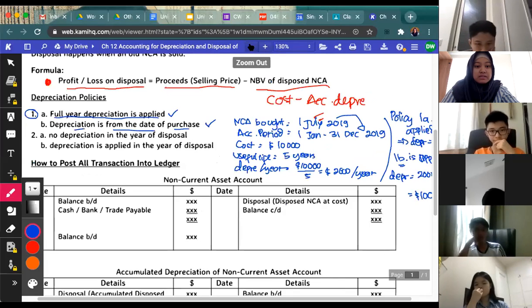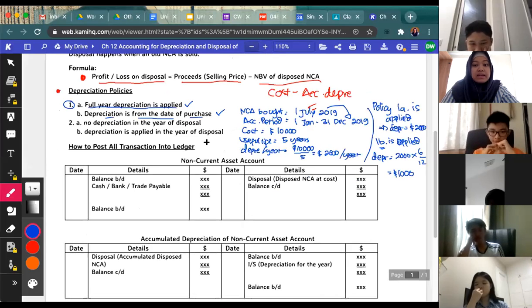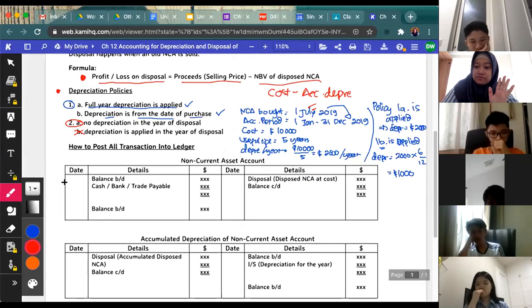Now the second policy: no depreciation in the year of disposal, and depreciation is applied in the year of disposal. Now the second policy, we only used number 2A. Number 2B is not going to be learned in your level. It's for university. But you still need to know about this, because the policy will always come in the pair of number 1 and number 2. It's either number 1A and 2A, or number 1B and 2A.